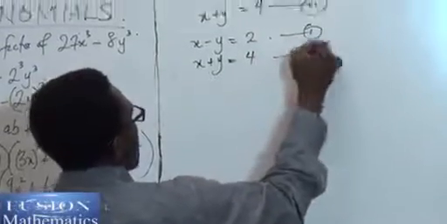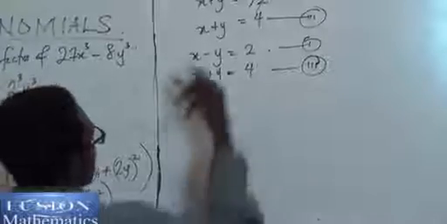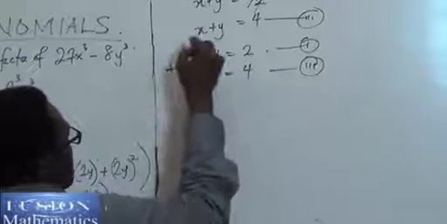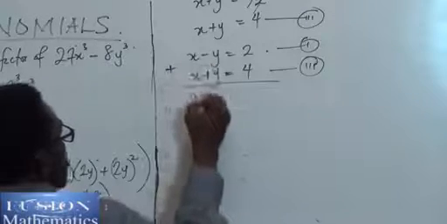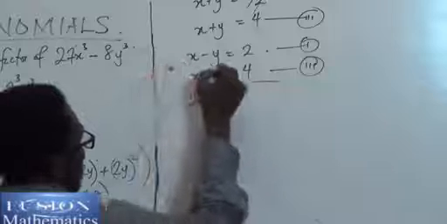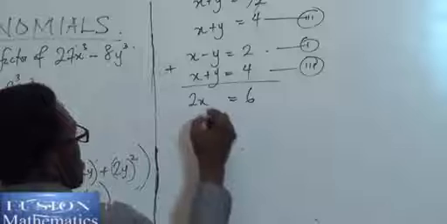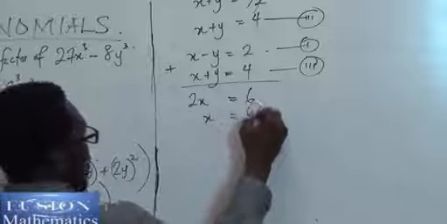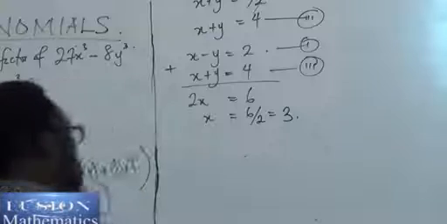Now, to solve simultaneously, let's add. So when we add the two of them, using the elimination method, this will give us 2x, but this one will be minus y plus y, which will give you 0. And this one will add to give us 6. So x will now be equal to 6 all over 2, which is 3. So we have x equals 3.